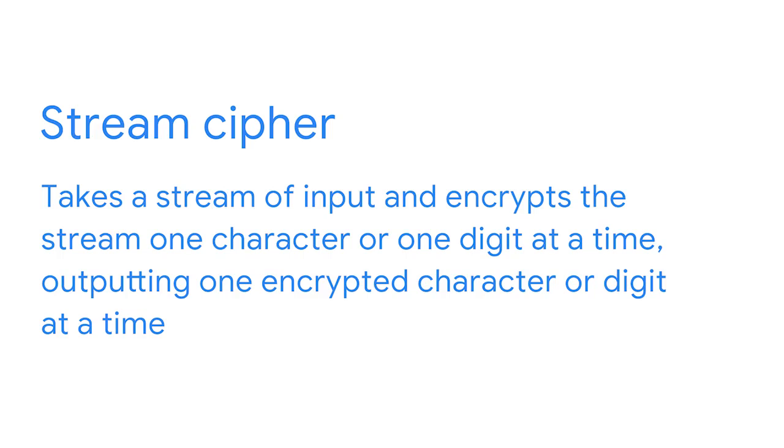There are two more categories that symmetric key ciphers can be placed into. They're either block ciphers or they're stream ciphers. This relates to how the ciphers operate on the plaintext to be encrypted. A stream cipher, as the name implies, takes a stream of input and encrypts the stream one character or one digit at a time, outputting one encrypted character or digit at a time. So there's a one-to-one relationship between data in and encrypted data out.